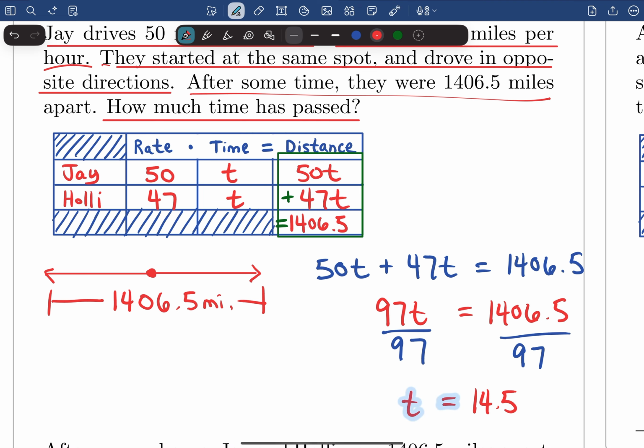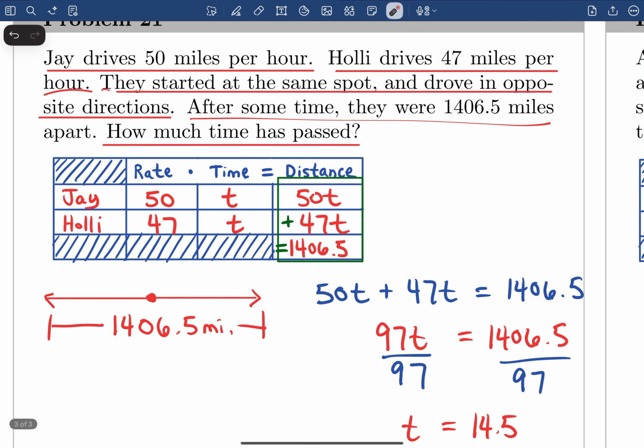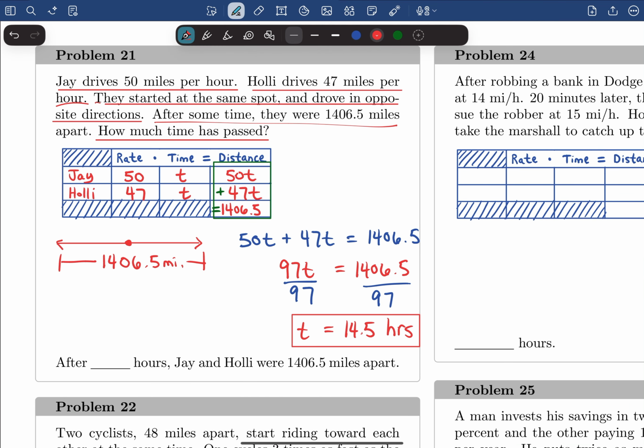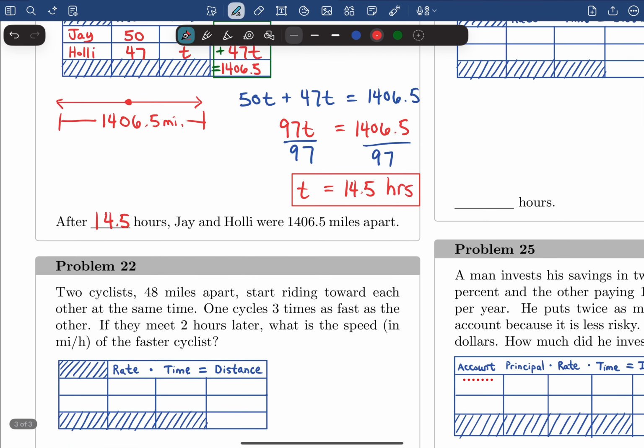Well, what are we talking about? Time is in hours. We're talking about things in miles per hour, right? Time t is in hours. So it'll take them 14 and a half hours of driving to be that far apart from each other at the current rates that they're going on, their average rates. So after 14.5 hours, Jay and Holly were that far apart.